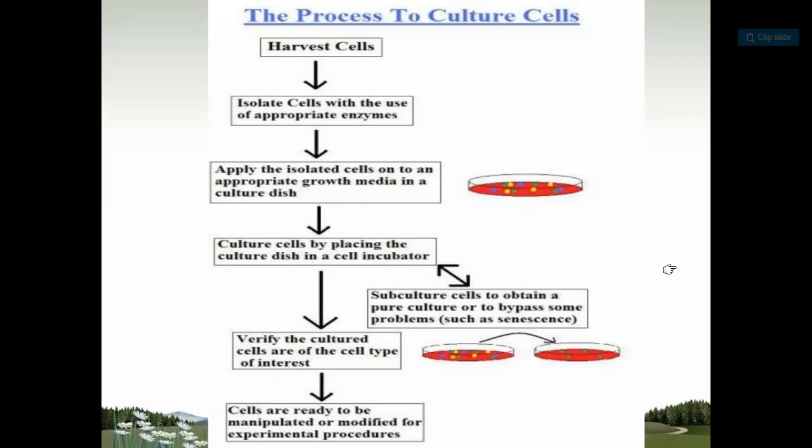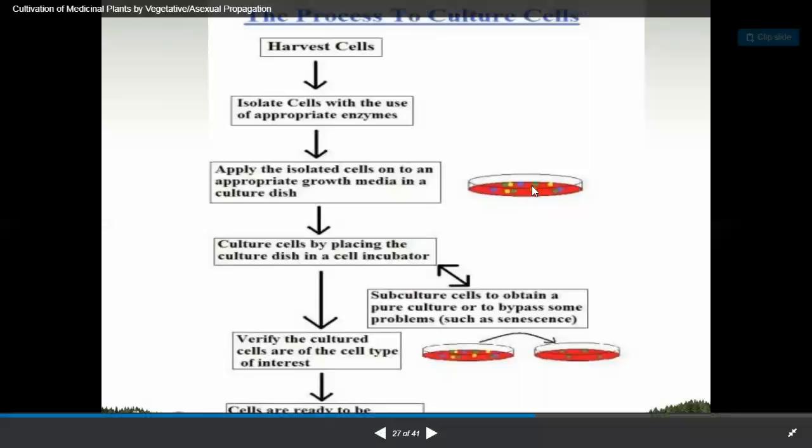Culture the cells by placing the culture dish in a cell incubator. So we need to incubate. After you have put the cells into the petri dish, you need to put it into the incubator.